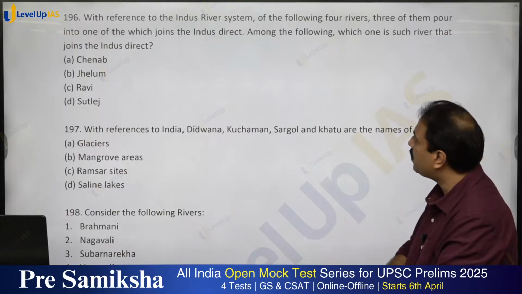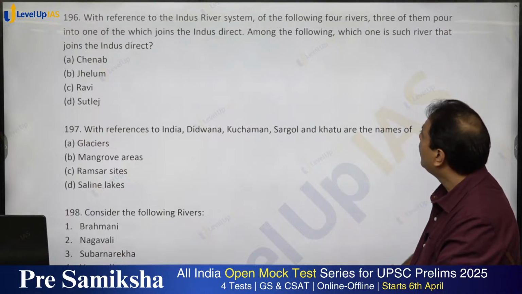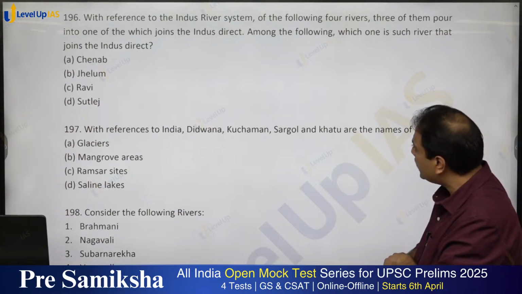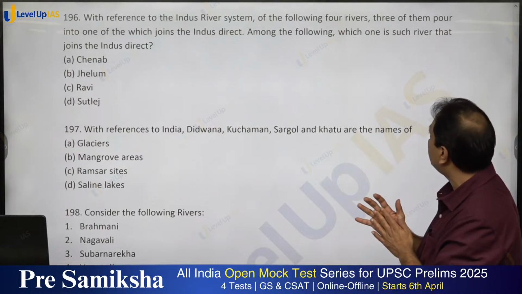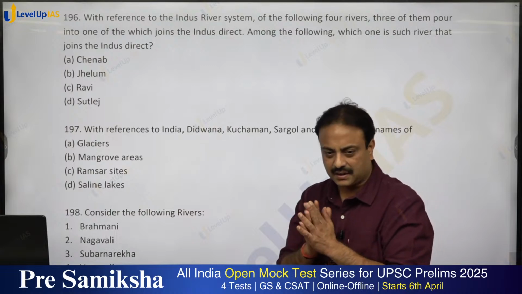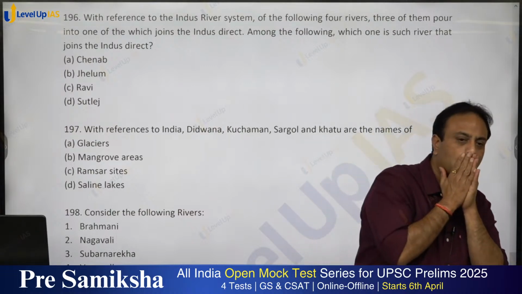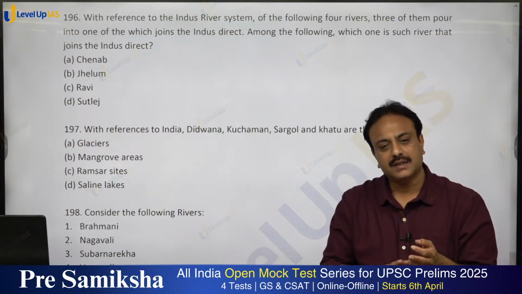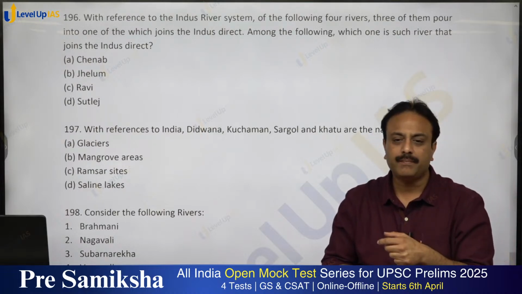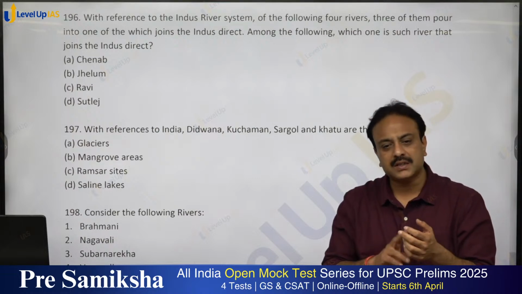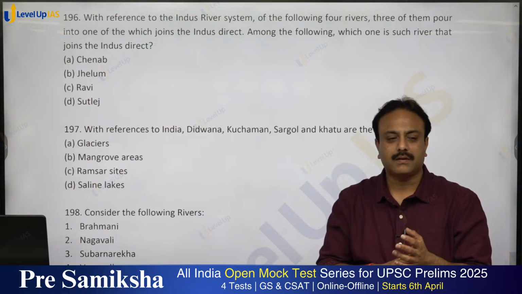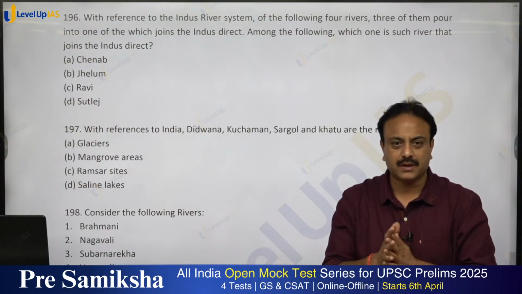196. With reference to the Indus river system, among the following four rivers, three pour into one of which joins the Indus direct. Which one is such a river that joins the Indus direct? The Indus river system's prominent rivers are Jhelum, Chenab, Ravi, Vyas, Satluj. Out of these, which is the most major river?